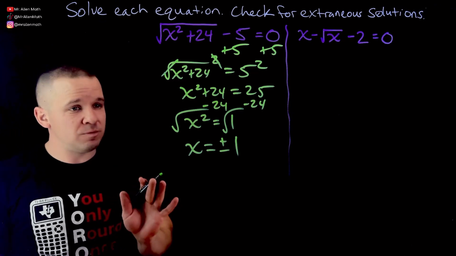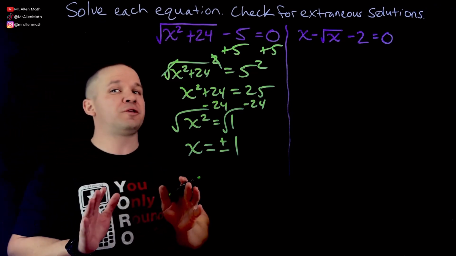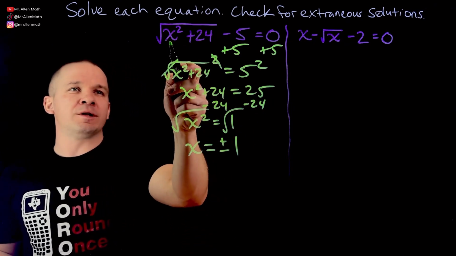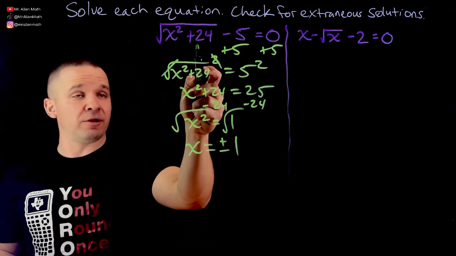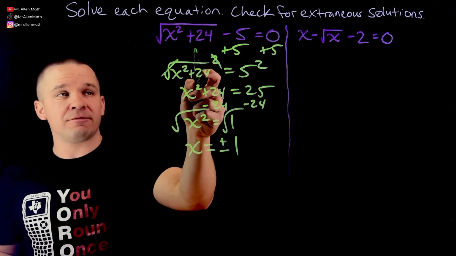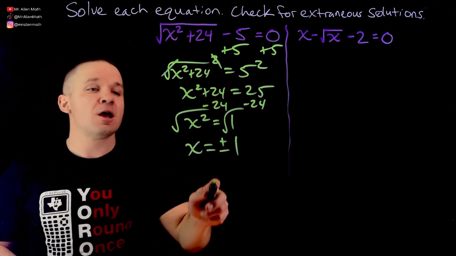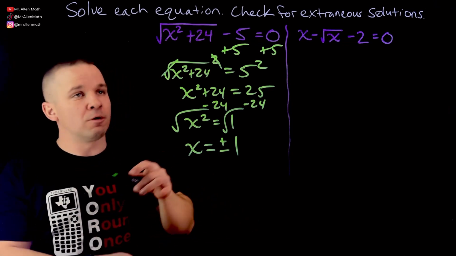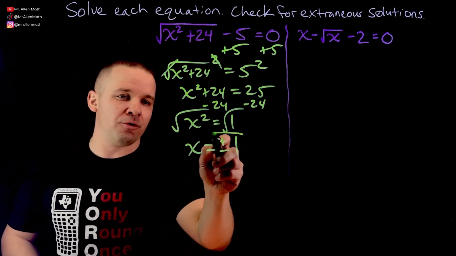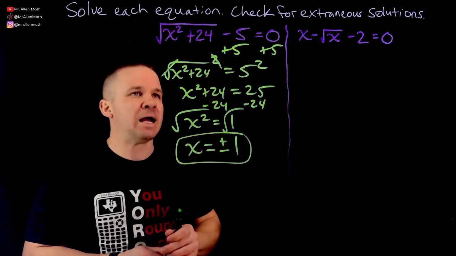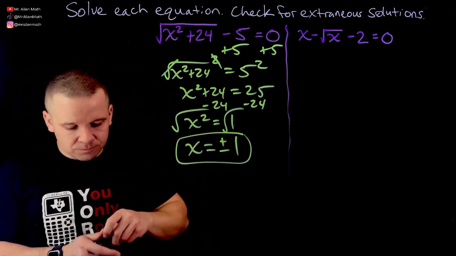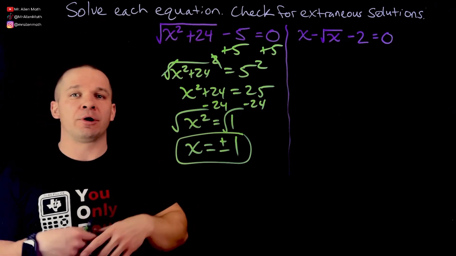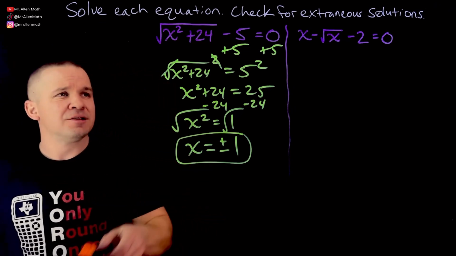Now, before I circle this answer, I got to check it. If I plug 1 in, 1 squared is 1, plus 24 is 25. Square root of that is 5, minus 5 is 0. It works. Plug in negative 1. Negative 1 squared is 1, plus 24 is 25. Square root of that's 5, minus 5 is 0. They both work. Bingo, bango. Had one of those provided a situation where it didn't work, we would eliminate that one and only have the other.